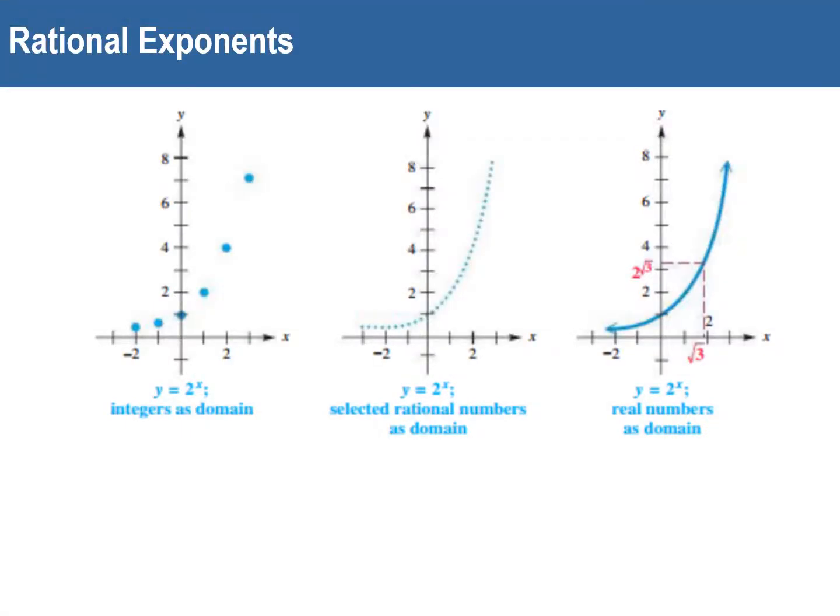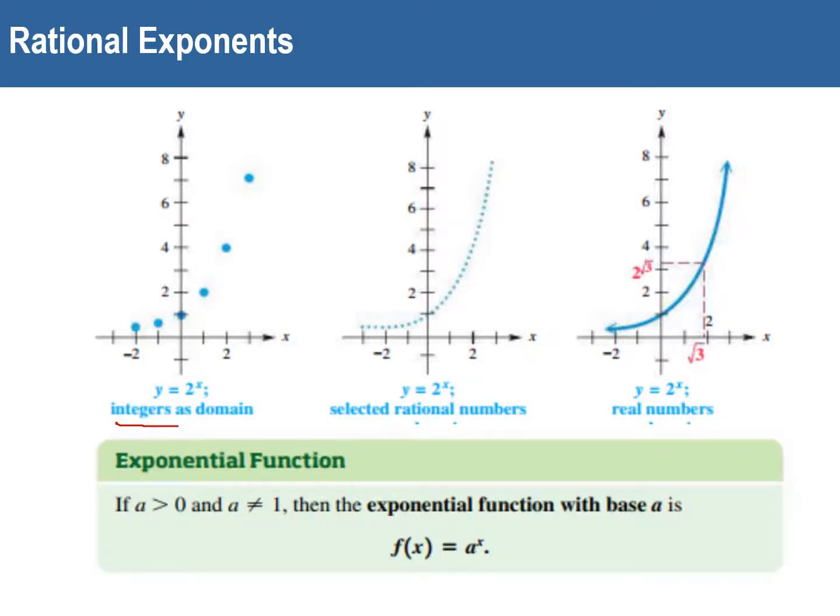Now I can graph rational exponents. If my domain is just the integers, then I'm going to get these points that have this lovely shape here. Now, if I use rational numbers, I get quite a few more points. And if I use all of the real numbers, I have a smooth curve that has this very distinctive shape. So if a is positive, then the exponential function with base a is f of x equals a to the x.